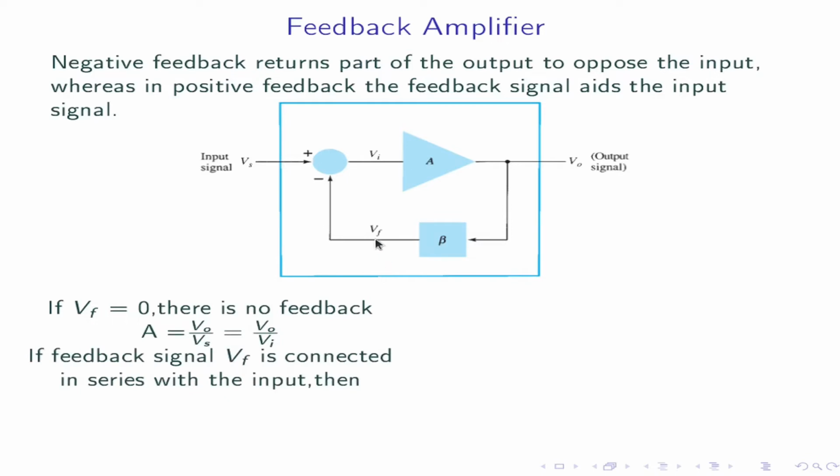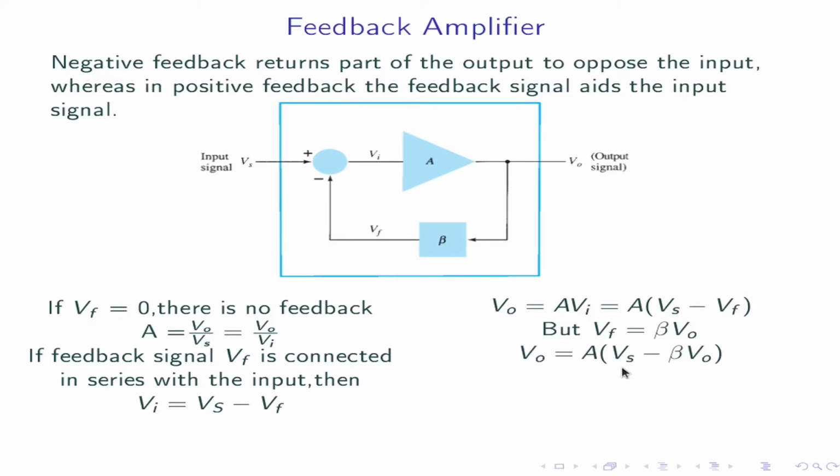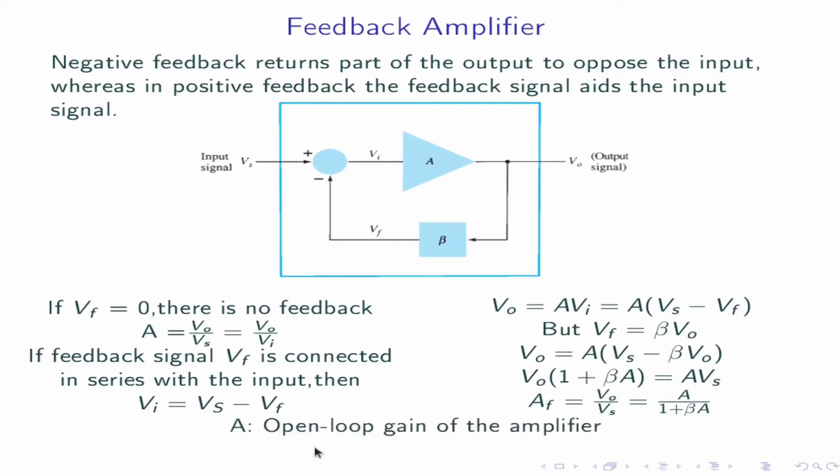If feedback signal Vf is connected in series with the input, then Vi is equal to Vs minus Vf, since it is negative feedback. Vo is equal to A into Vi, that's equal to A into (Vs minus Vf). But Vf is equal to beta times Vo. Therefore, Vo is equal to A into (Vs minus beta Vo), or Vo into (1 plus beta A) is equal to A into Vs. Vo by Vs is equal to AF, that's equal to A by 1 plus beta A, where A is the open loop gain of the amplifier and AF is the closed loop gain of the amplifier, or gain of the amplifier with the feedback.